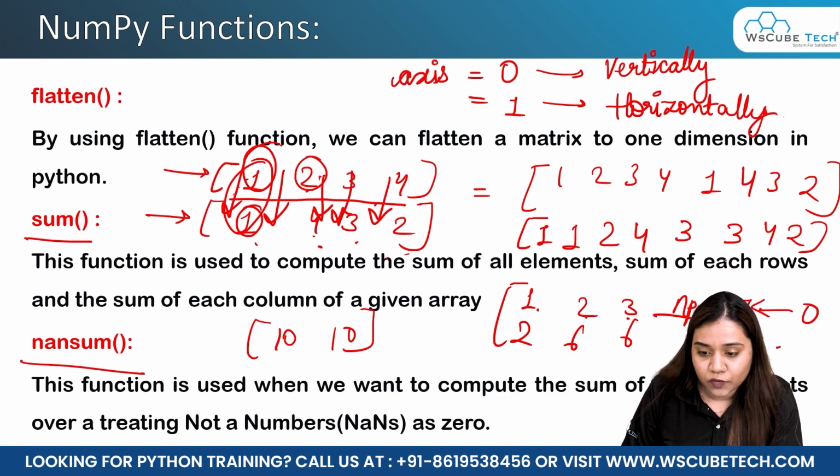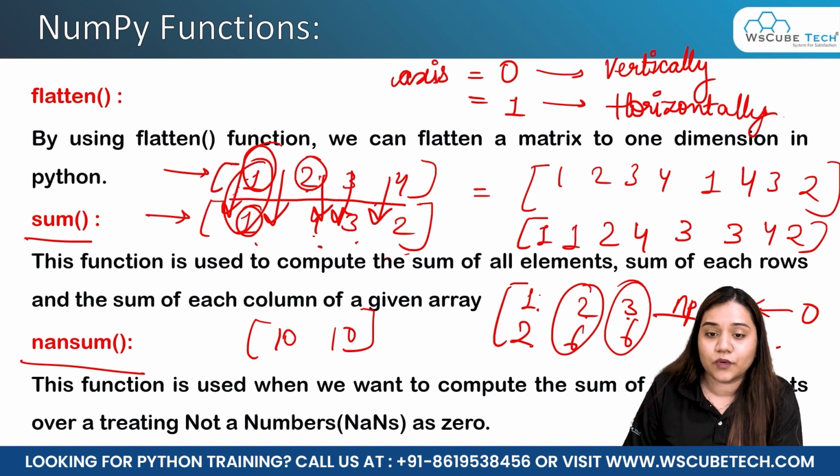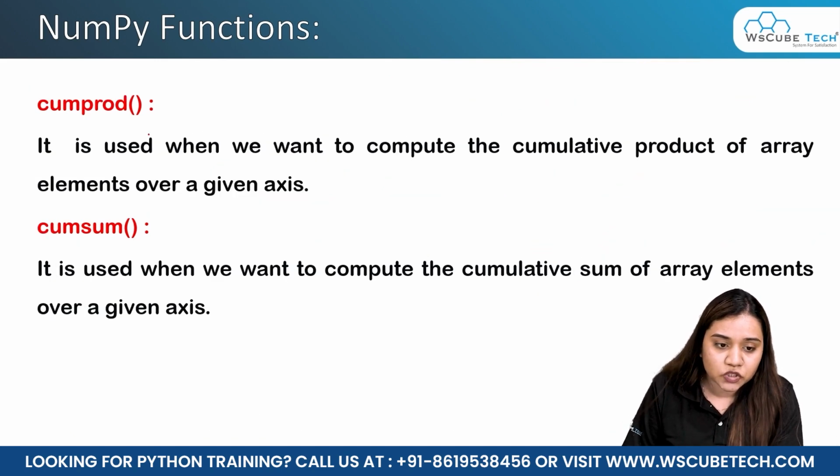Similarly, if we talk about going vertically, in that case it would give us 3 for this one, 6 plus 2 is 8, 6 plus 3 is 9, and 6 plus 0 is 6. Okay, let's move ahead and talk about our next function, that is cumprod.